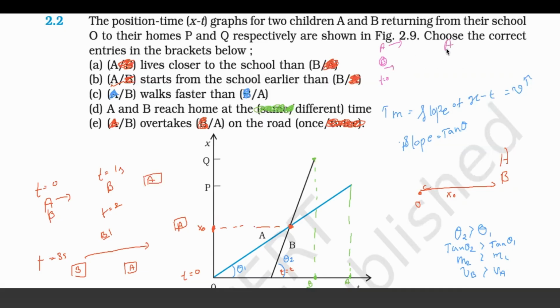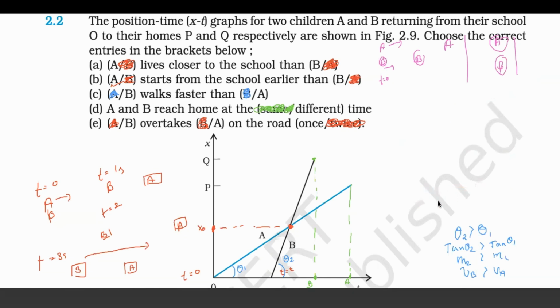So A will be here, and initially B will be here. After some time, A will be here and B will be over here. This is the first thing. Now what will happen next? You know what is going to happen. B will now overtake A. So A will be over here and B will be over here. So B has overtaken A. So this is overtaking once.